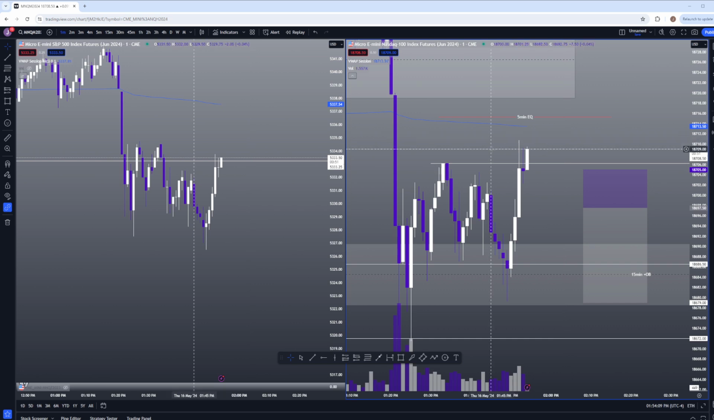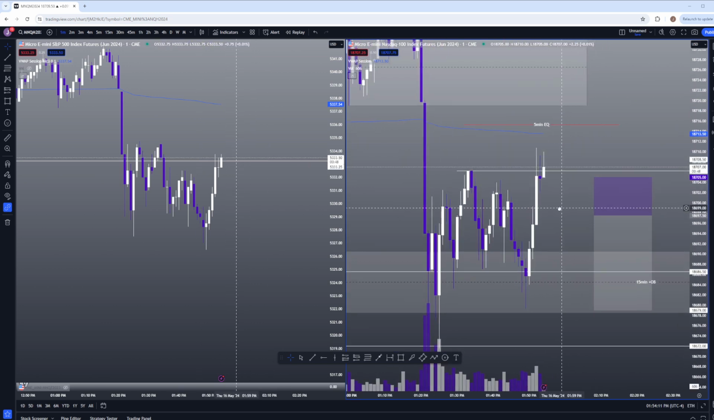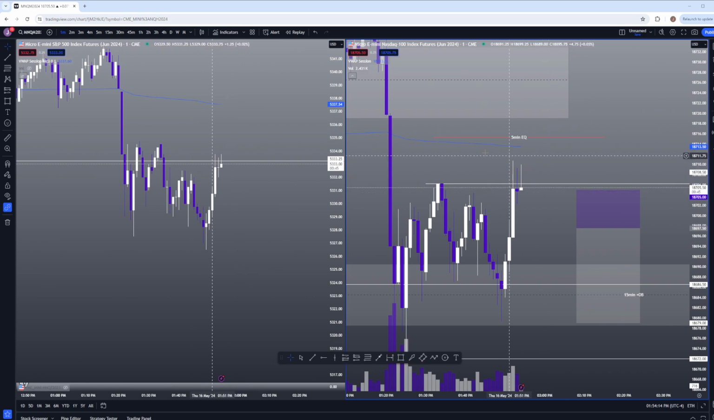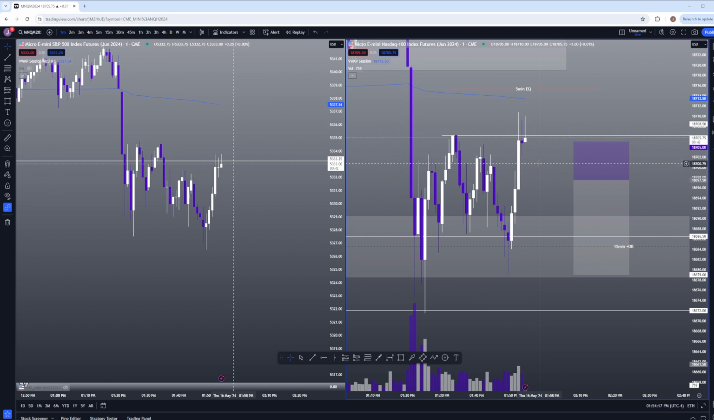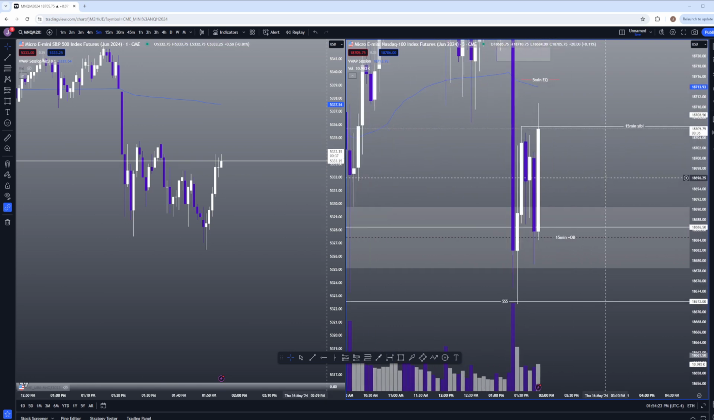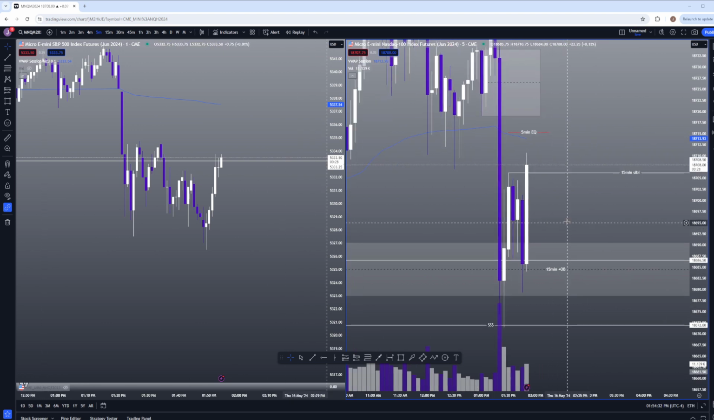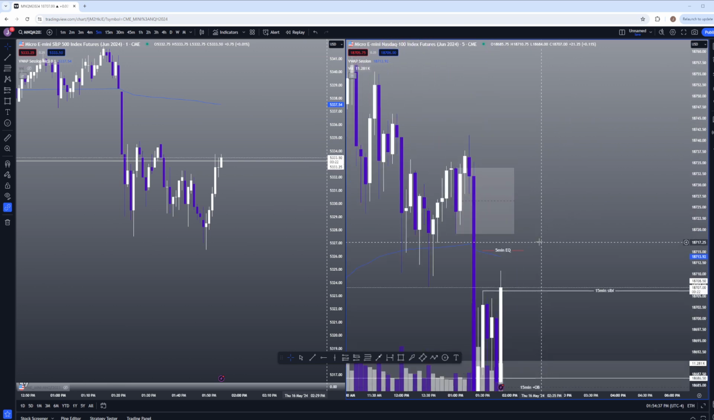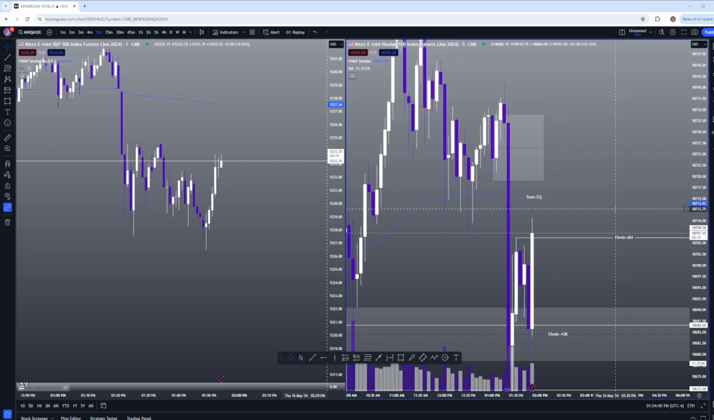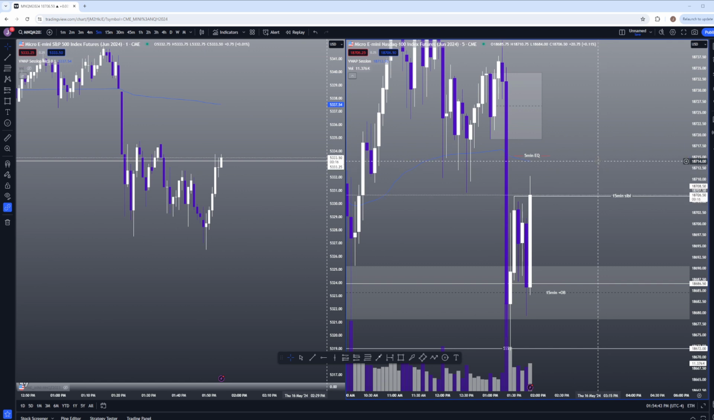Looks like we're trying to displace here. We still haven't gotten that displacement move. You can see it's still struggling once we get up to that 15 minute. Let's see how this 5 minute candle closes. 5 minutes about to close in 30 seconds. Let's see if this 5 minute displaces these highs or if it comes right back down and closes below. Looks like we're going to close below.